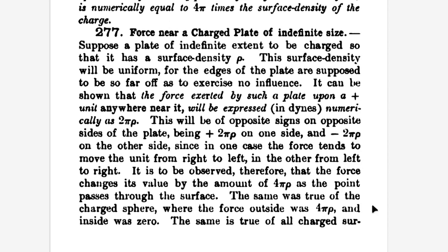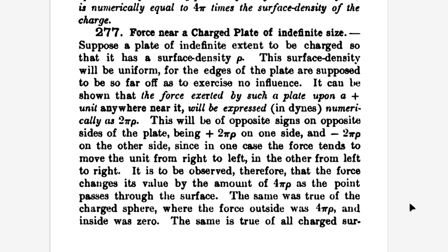277. Force near a charged plate of indefinite size. Suppose a plate of indefinite extent to be charged so that it has a surface density ρ. This surface density will be uniform, for the edges of the plate are supposed to be so far off as to exercise no influence. It can be shown that the force exerted by such a plate upon a plus unit anywhere near it will be expressed, in dynes, numerically as 2 pi ρ. This will be of opposite signs on opposite sides of the plate, being plus 2 pi ρ on one side, and minus 2 pi ρ on the other side, since in one case the force tends to move the unit from right to left, in the other from left to right.